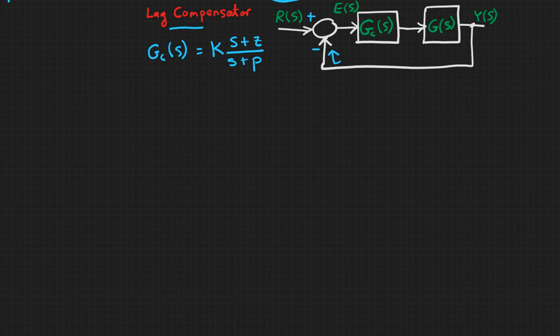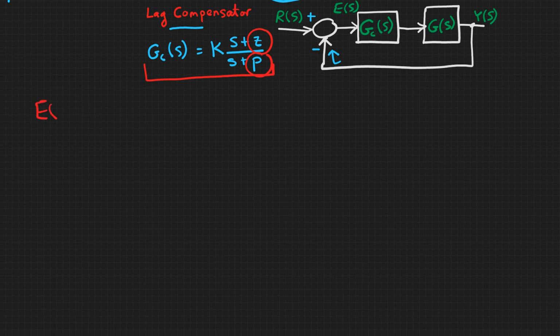Okay, so let's just make a quick review here. As we know, the main structure of the lag compensator is exactly the same as the lead compensator. The only difference is that this time, in the ratio between the zero and the pole, the zero is greater than the pole. It's the other way around, not the pole greater than the zero as in the case of the lead compensator. Okay, so let's start our analysis.